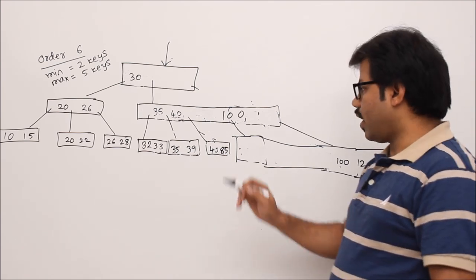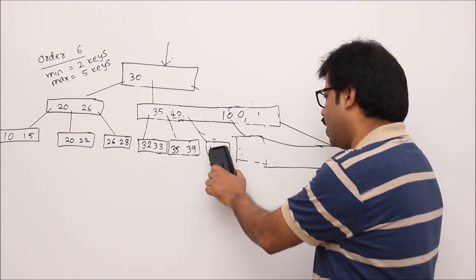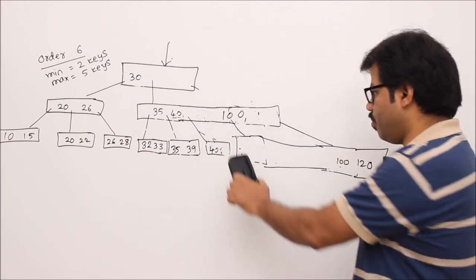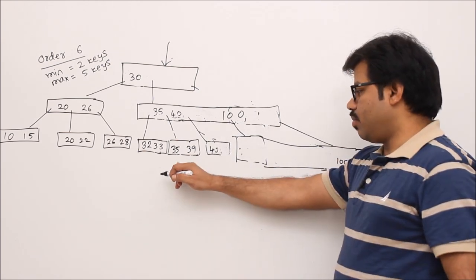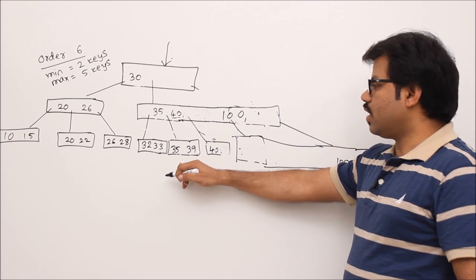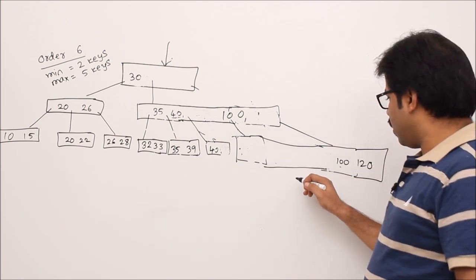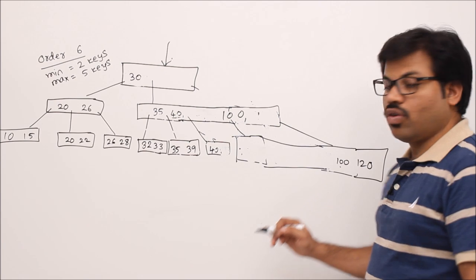Now one more time, let's delete 85. If I delete 85, then what happens? Minimum key violation here. The left sibling doesn't have sufficient keys to give. Then the right sibling doesn't have sufficient keys. Then go for merging.